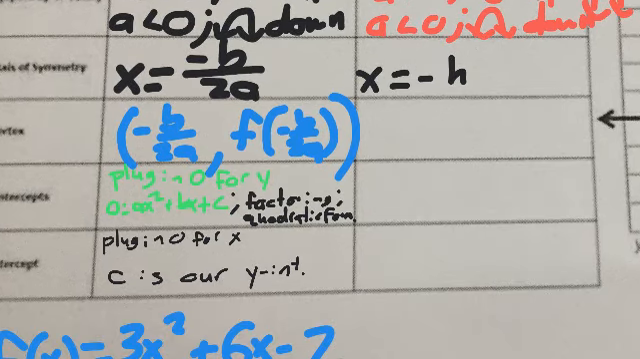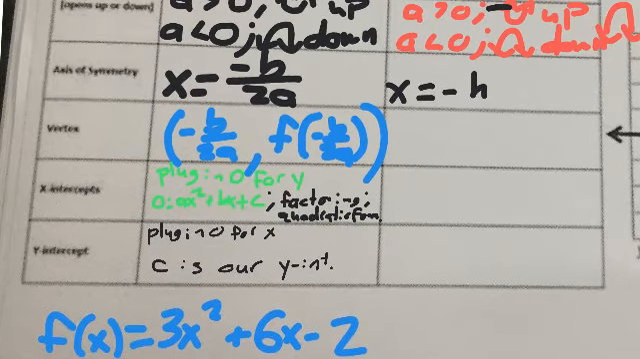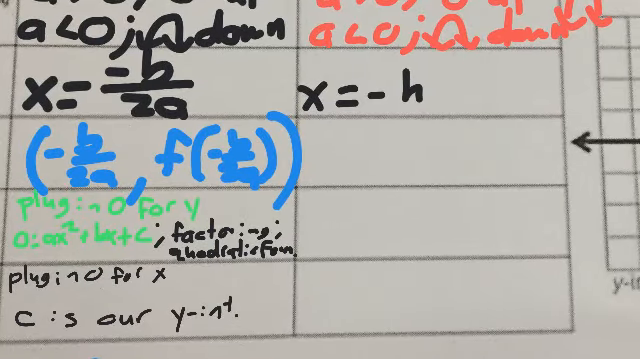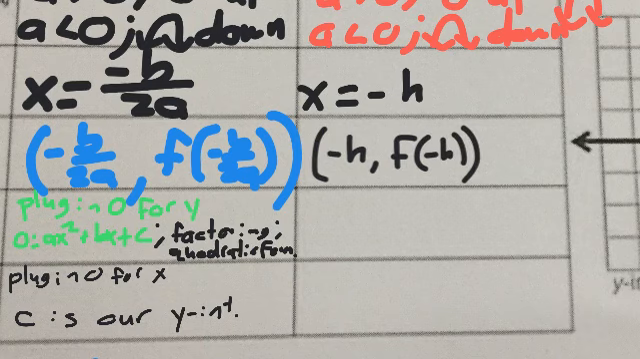Okay, next we're going to find the vertex. So the vertex occurs on the axis of symmetry. So the x value would be at negative h. And then the y value would be whatever I get when I plug negative h into the original function.